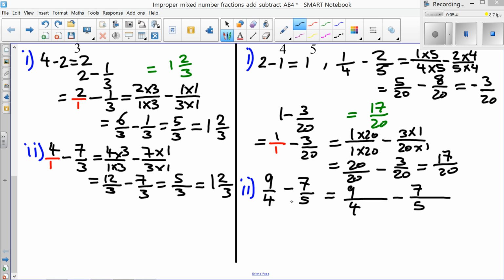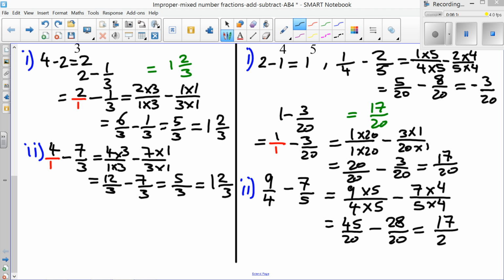The common multiple of the denominators is 4 times 5, so multiply the 4 by 5. Do the same with the numerator. Multiply the 5 by 4, and I do the same to the numerator. 9 times 5 is 45 over 20 minus 7 times 4 is 28 over 20. Same denominators, so I subtract the numerators. 45 minus 28 is 17 over 20, and that's the same answer, so it is correct.